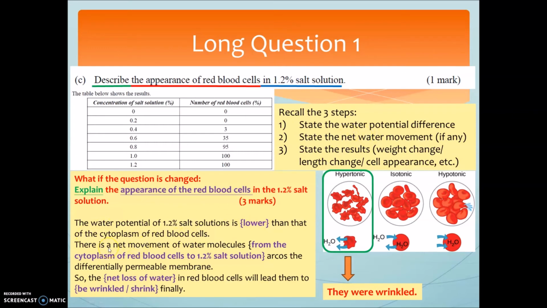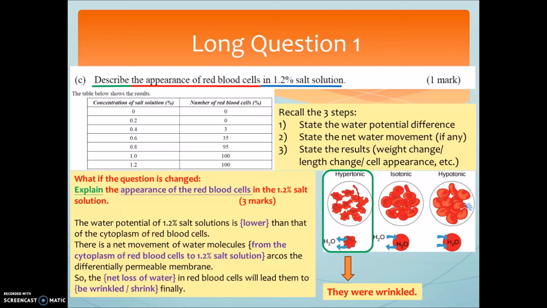And then there should be a net movement, right? So there is a net movement of water molecules from the cytoplasm of the red blood cells to the 1.2% sucrose solution across the differentially permeable membrane by osmosis. Now we call the term osmosis. And finally, the appearance, you need to tell me. So state the result. The net loss of water in the red blood cell will lead them to be wrinkled or shrunk finally. So same idea. 3 steps, 1, 2, 3, you can answer the question completely, easily, in a very convenient way.